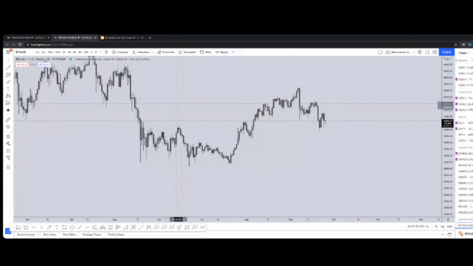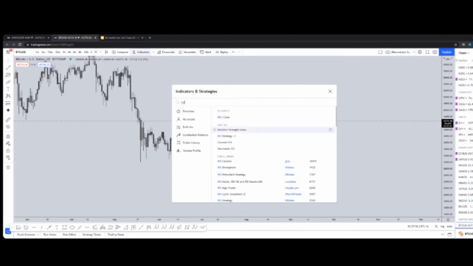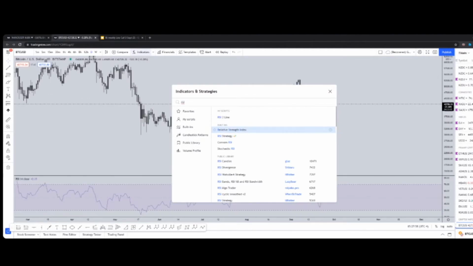To add these indicators, you're going to go to the indicator section right here, where it says indicators and strategies. And you can type in moving average, obviously, and moving average exponential to get those EMAs and MAs that Jacob was referring to. And then if you would like to get the RSI, you could type in RSI. It is the built-in relative strength index. And then for MACD, same thing.